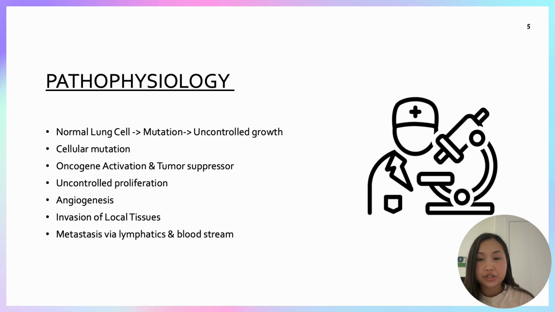Invasion of local tissue: the tumor extends into nearby bronchi, lung parenchyma, and pleura. And then there is metastasis via lymphatics and bloodstream. The most common sites of metastasis are brain, bones, liver, and adrenal glands.